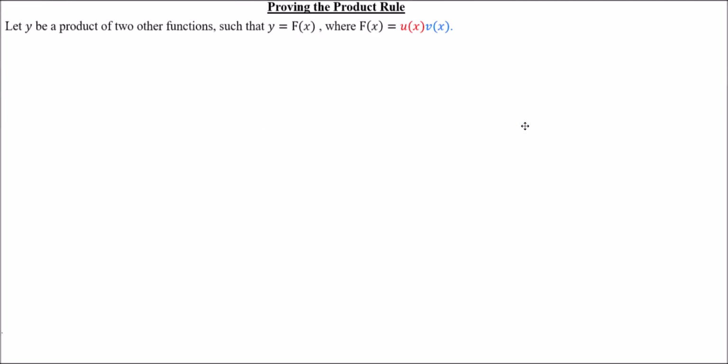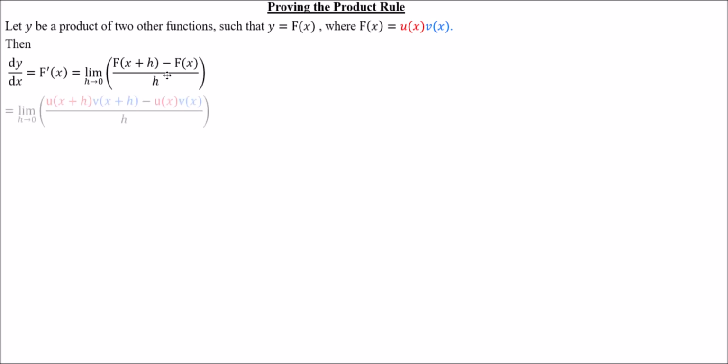Now, again, let's just imagine that y is a product of two other functions, so that y is big F of x, where big F is the product of functions u and v. Then the derivative of big F of x, F dashed of x, is this, using the Year 12 definition of the derivative. However, F of x plus h is going to be u of x plus h multiplied by v of x plus h, minus F of x, which is minus the product of u and v, all over h. So where do we go now?